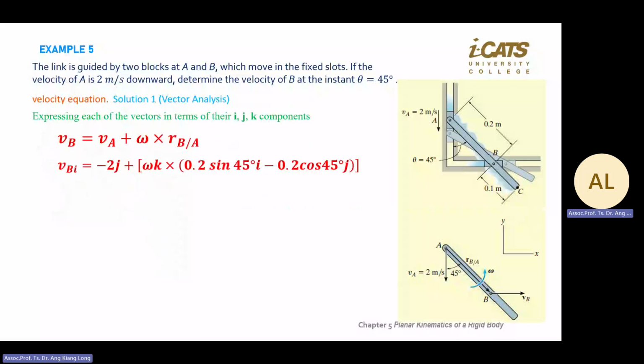So as long as it agrees with your right hand, you get a positive omega. Okay, what is your R? R B stroke A is this slanted line from A to B. You have an angle of 45 degrees here, so actually you have a right angled triangle. With a right angled triangle, you can break this vector. This vector pointing to B, R B stroke A, you can break into x-axis and y-axis.